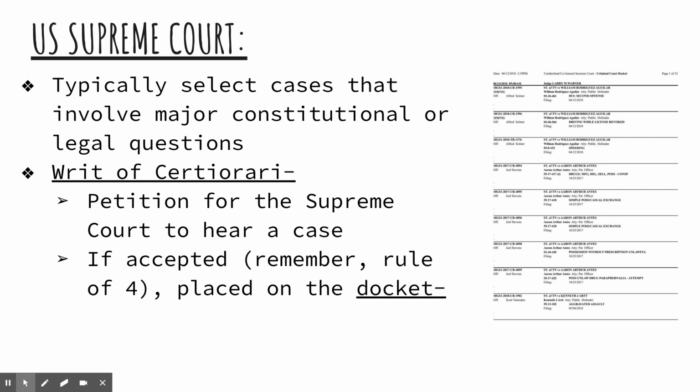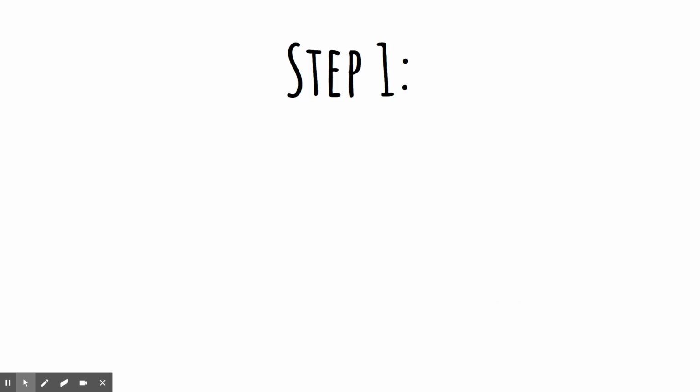So remember back to our Supreme Court simulation where 4 judges or justices had to accept the case in order for it to be placed on the docket. The Supreme Court uses that rule for real, and it is called the Rule of 4. So 4 justices have to always agree to hear a case before it is placed on the docket. And the docket is simply the court's schedule.